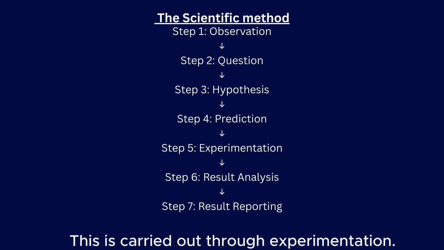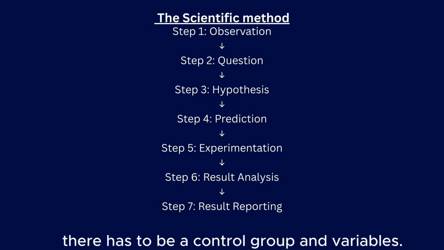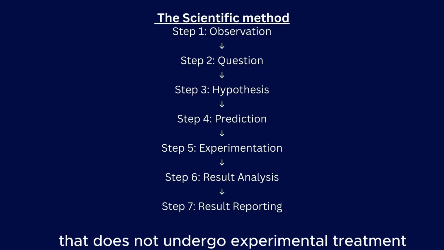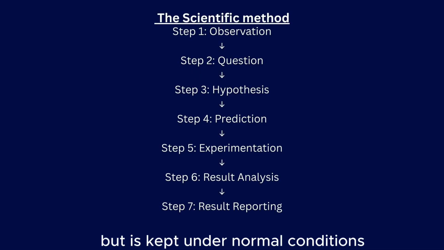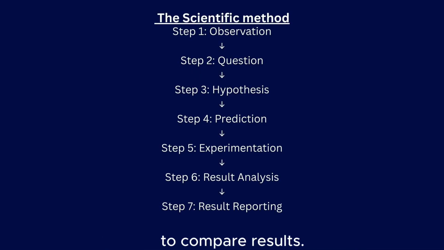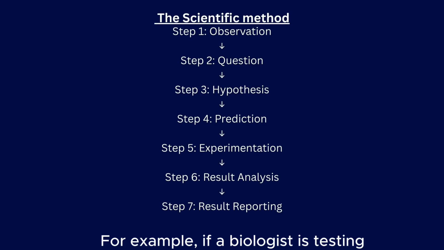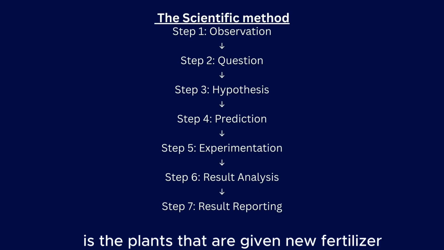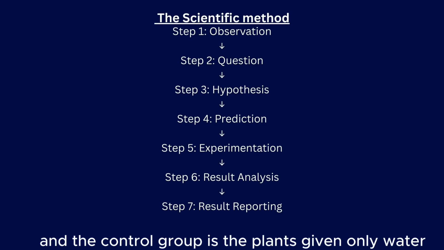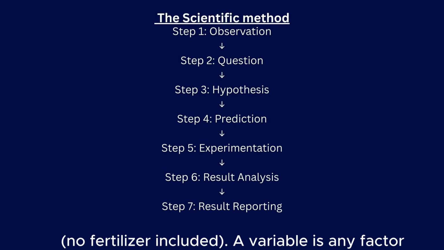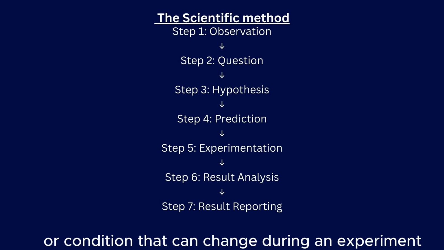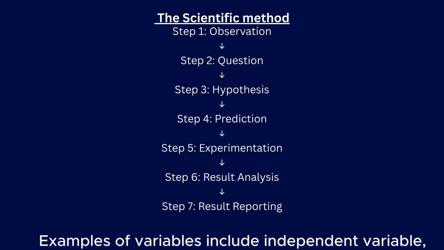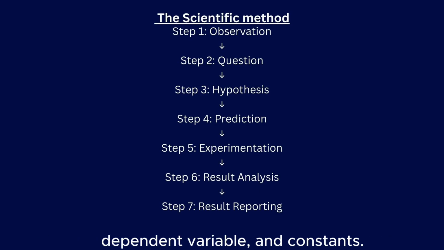Okay, now that we have looked at making predictions, what follows next is testing our hypothesis. This is carried out through experimentation. In scientific experiments, there has to be a control group and variables. A control group is the group in the experiment that does not undergo experimental treatment, but is kept under normal conditions, serving as the baseline for scientists to compare results. For example, if a biologist is testing whether a new fertilizer increases plant growth, then the experimental group is the plants that are given new fertilizer, and the control group is the plants given only water, no fertilizer included. A variable is any factor or condition that can change during an experiment and may affect experimental results. Examples of variables include independent variable, dependent variable, and constants.